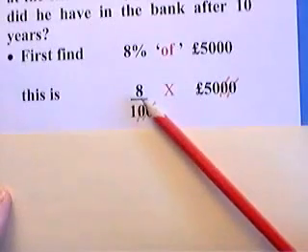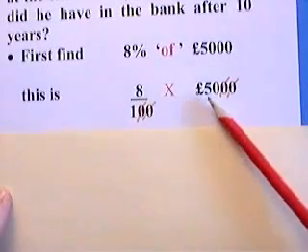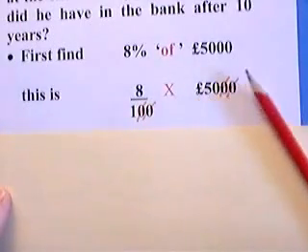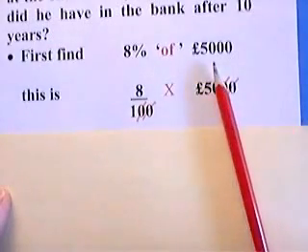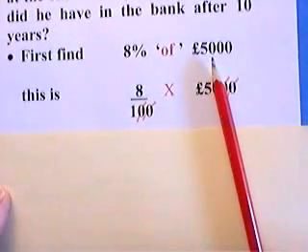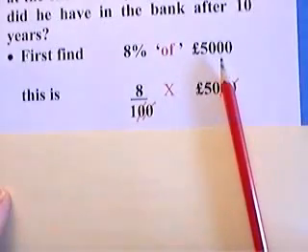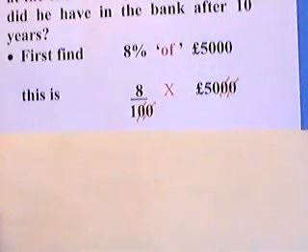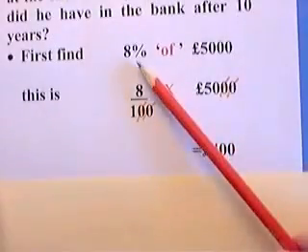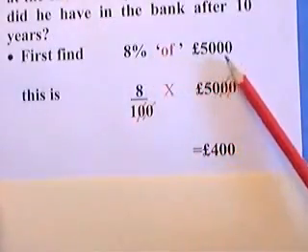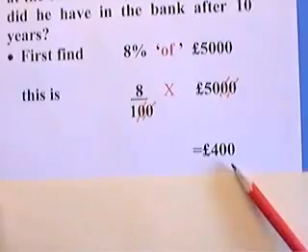It is now 8 times 50. Well, you can cover up the 0 on the 50 and do 8 5s, which is 40, and put that 0 back on, and you get the answer 400. So 8% of £5,000 is £400.